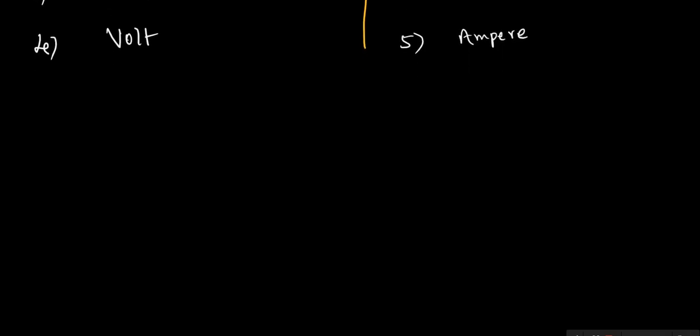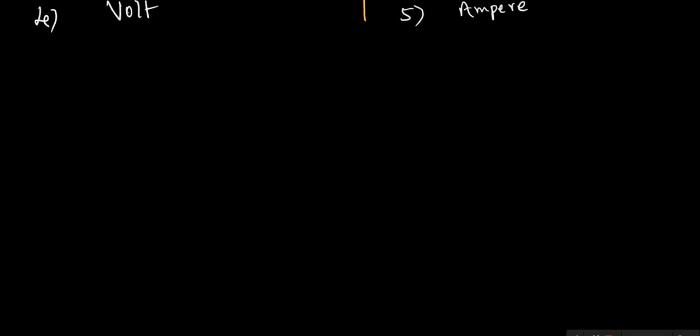Fifth point we will discuss. Here it is fourth point only, right? So this is the fourth one, and we will discuss now the fifth point. So the fifth point is here. One potential difference between 2 points in the circuit is defined when 1 joule of work is done to move a charge of 1 coulomb.